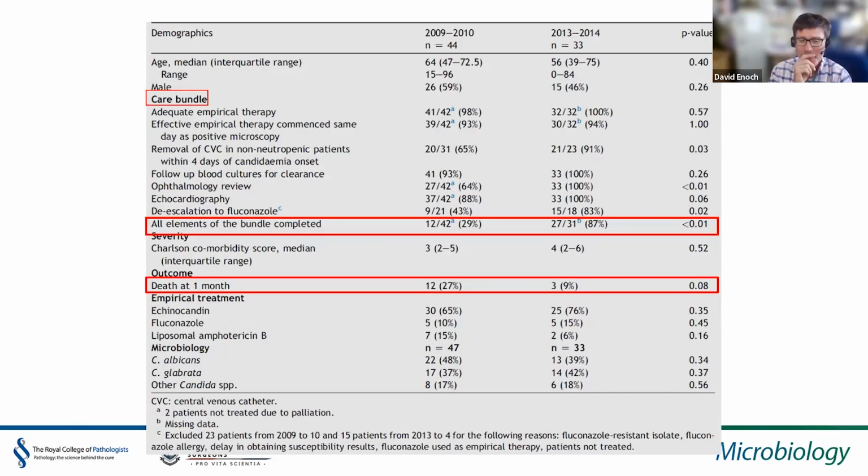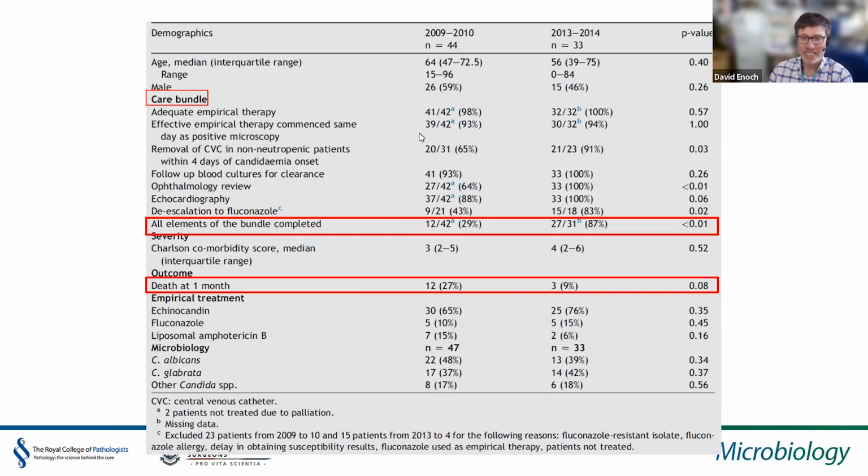So basically, we did a study a few years ago within Cambridge about how we managed patients with Candidaemia. And as I said, this was a few years ago. In 2009, 2010, we had a mortality at 1 month, so this is crude mortality, of about 27, 30% or so.